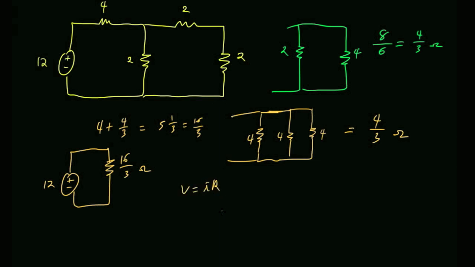Come on, y'all. V equals IR. You guys remember that one? Okay, V is 12. I is the unknown. R is 16/3. I equals 36 over 16 amps. 2.25.